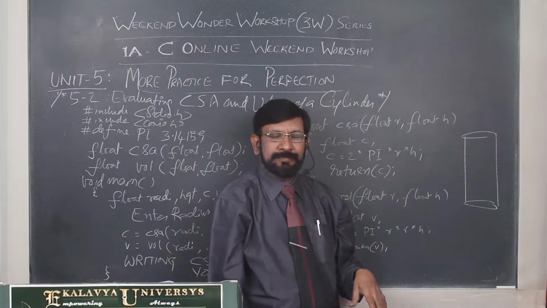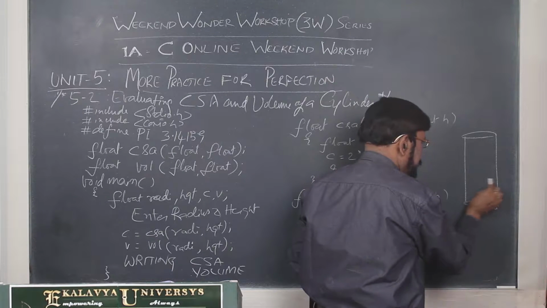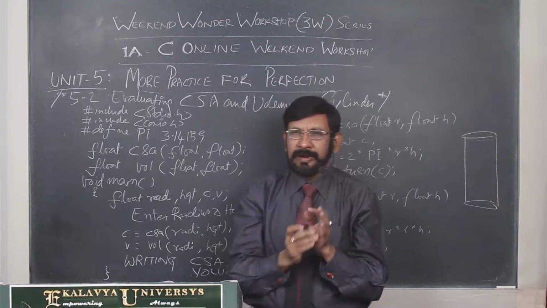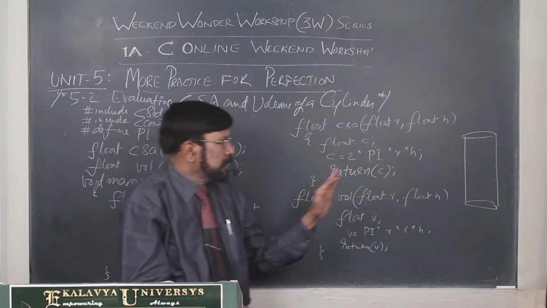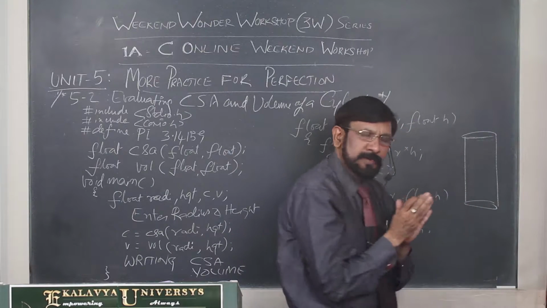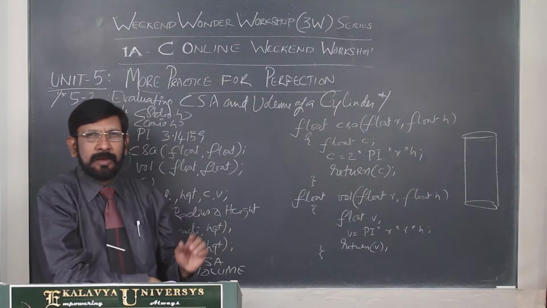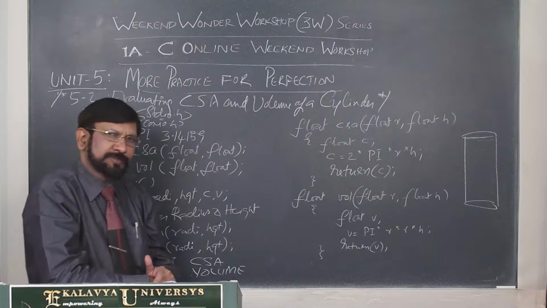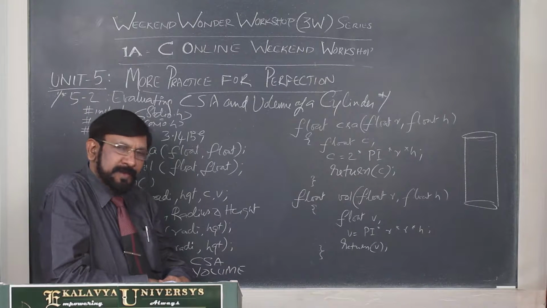This is a cylinder, and the area around the surface of the cylinder is called the curved surface area, and the total content in the cylinder is called volume. For CSA, the formula is 2 pi r h, 2 into pi into r into h. For volume, the formula is pi r square h.